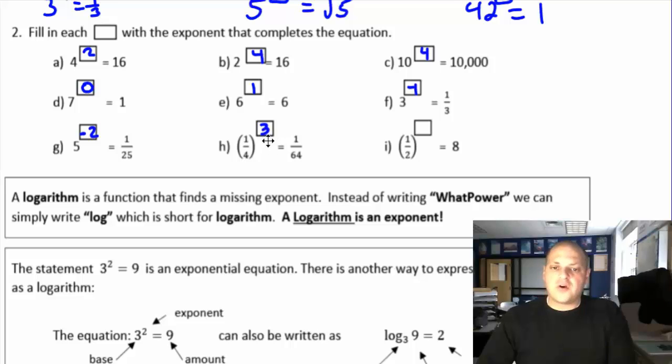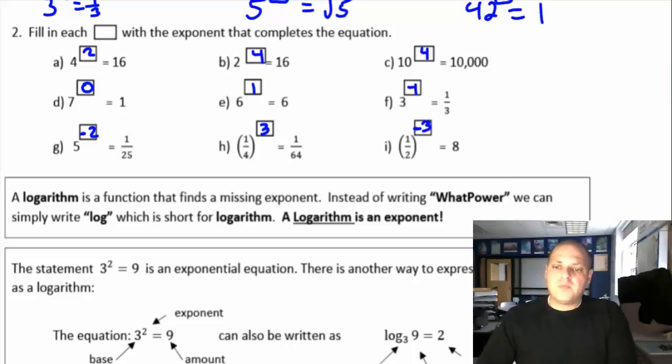4 to the third, because 1 to the third would be 1, and 4 to the third is 64. So there you go. And then 1/2 to the what is 8? It's flipping. 1/2 is becoming 8 over 1. So the 1's flipping down to the bottom, so I know it's going to be negative something. And then 2 to the what is 8? 2 to the third is 8. So 2 to the negative 3. I mean 1/2 to the negative 3 would give me 8. Okay, so there's our what power.